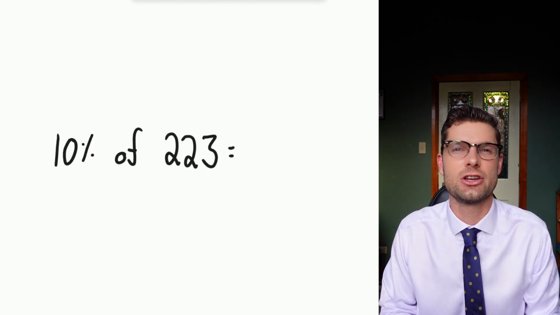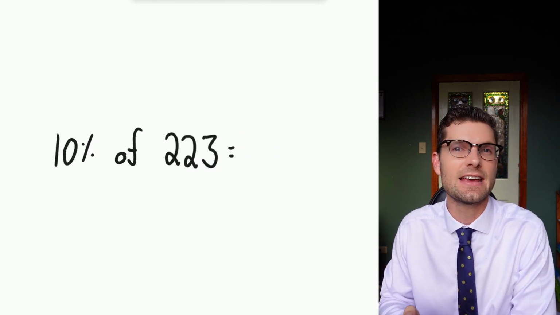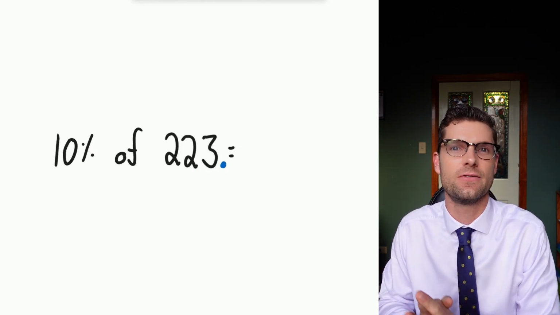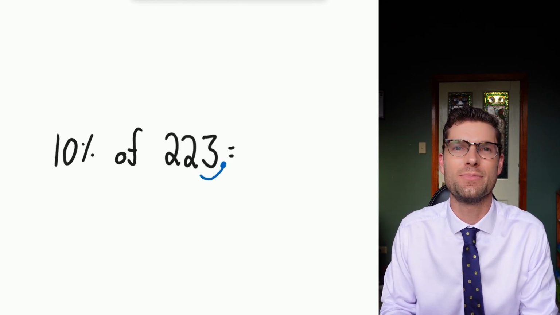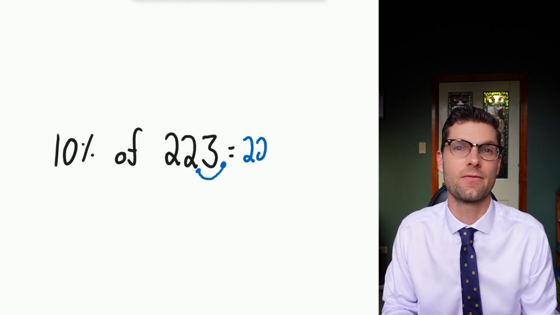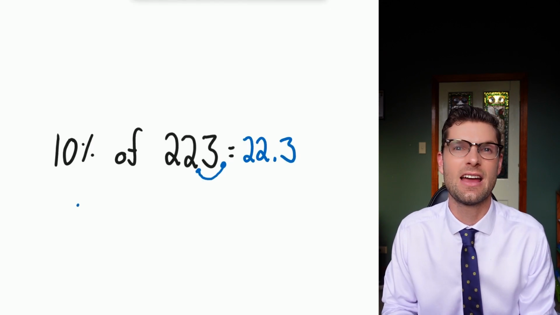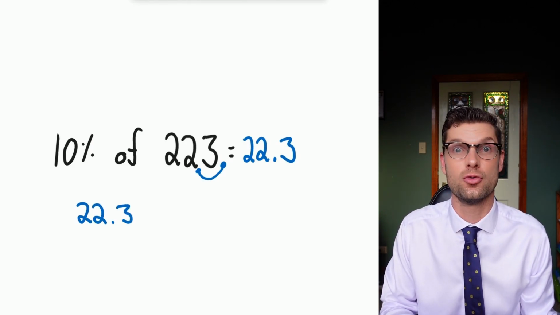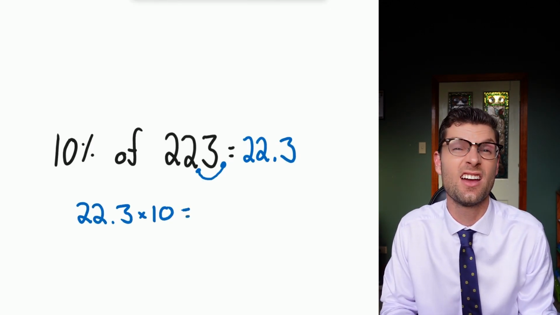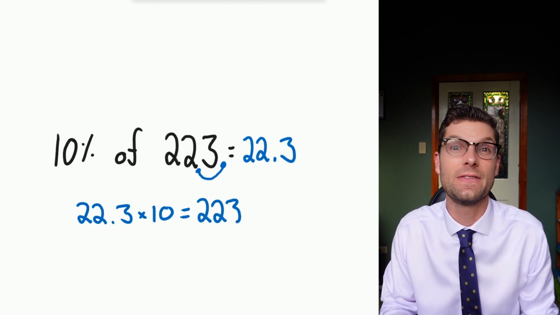Again, for a 3-digit number, nothing really changes. There's a decimal point imagined at the end of this whole number. I move it one position, and that is my answer. For this one, it's 22.3. Again, I could double check. 22 times 10 is about 220. So I know I'm in the right ballpark with this final answer.